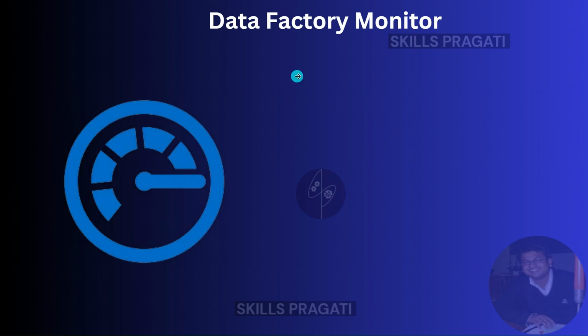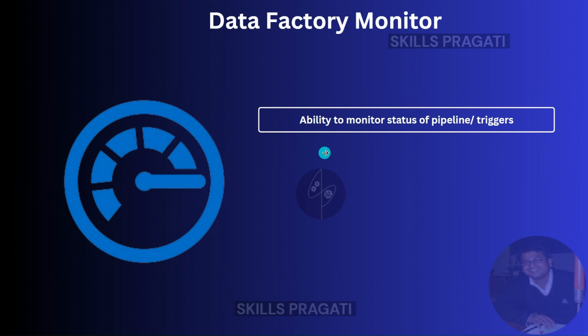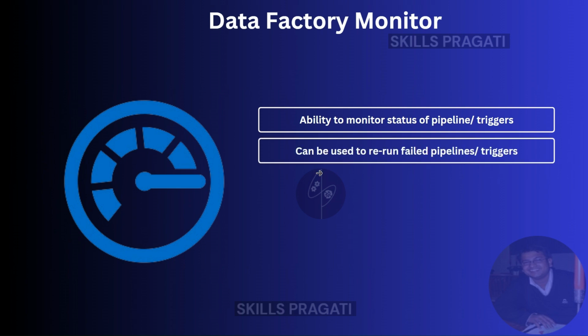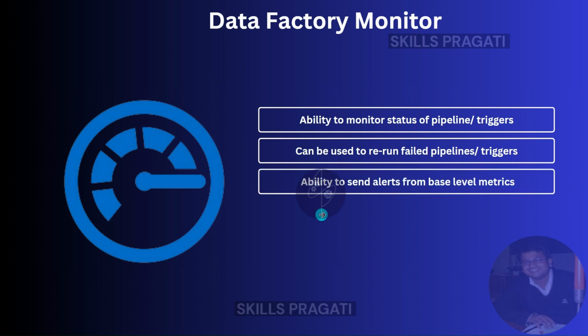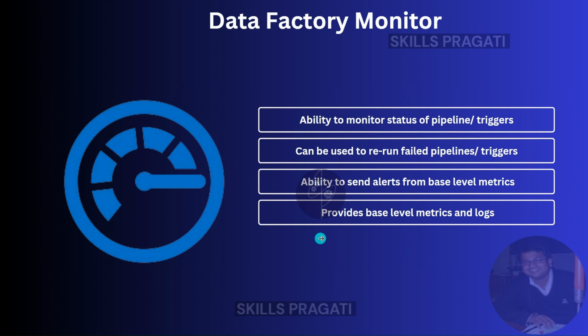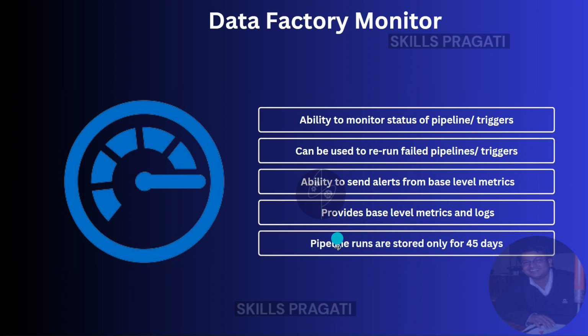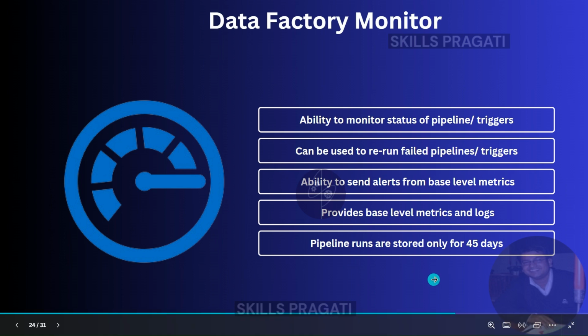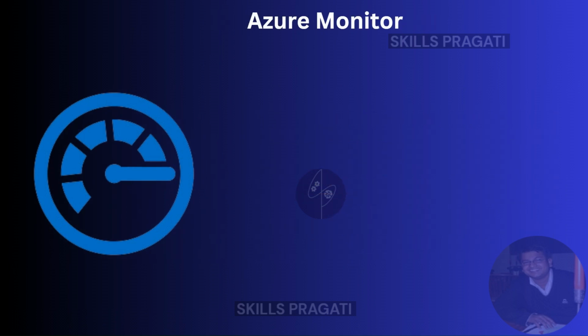Let's have a look at the capabilities of the Data Factory Monitor first. This can be used to monitor the status of pipelines, triggers, and activities within a data factory. We can use this to rerun any failed triggers or pipelines. We can generate alerts from base-level metrics available. For example, we can trigger an email when a pipeline or a trigger fails. There are a couple of limitations with the Data Factory Monitor itself. The first one is that it only provides base-level metrics and logs, and also the pipeline runs are only kept for 45 days, so you cannot look back at a pipeline that ran more than 45 days ago.